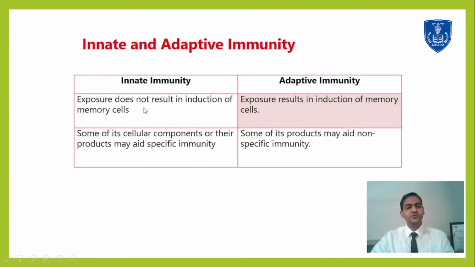Innate immunity exposure does not result in induction of memory cells, as already told to you, but in adaptive immunity, exposure results in induction of memory cells. Some of its cellular components and their products aid in specific immunity. Even in innate immunity, there could be some kind of specific immunity to some types of pathogens. Whereas in adaptive immunity, as an exception, some non-specific immunity will also be developed in that particular individual.